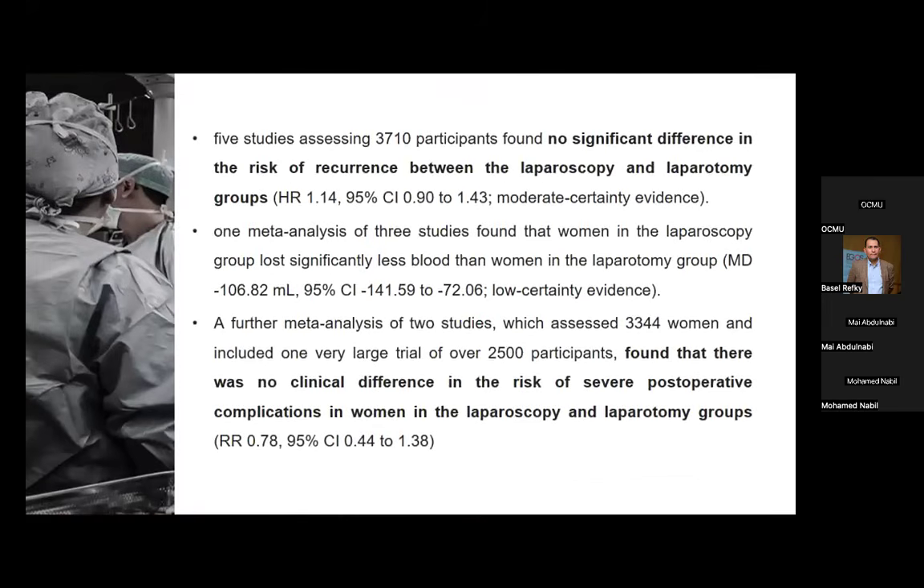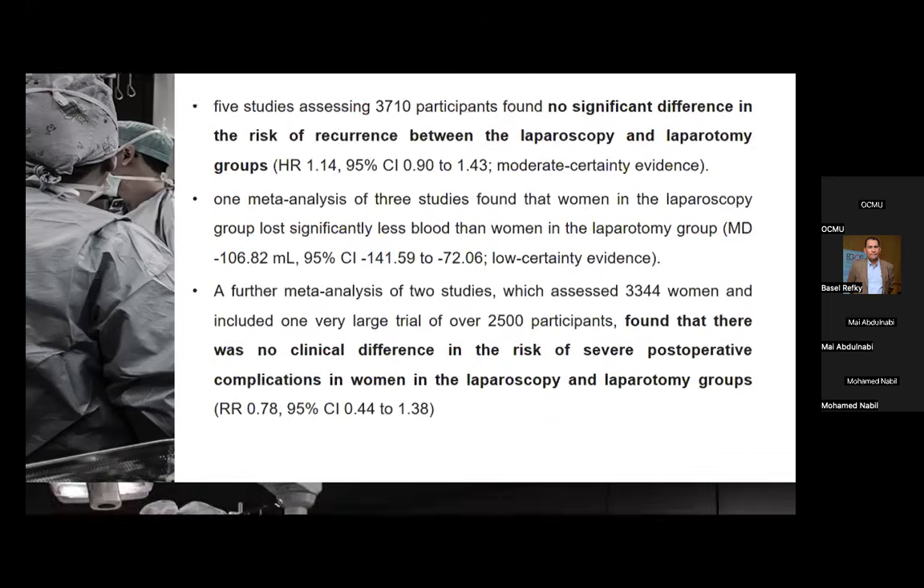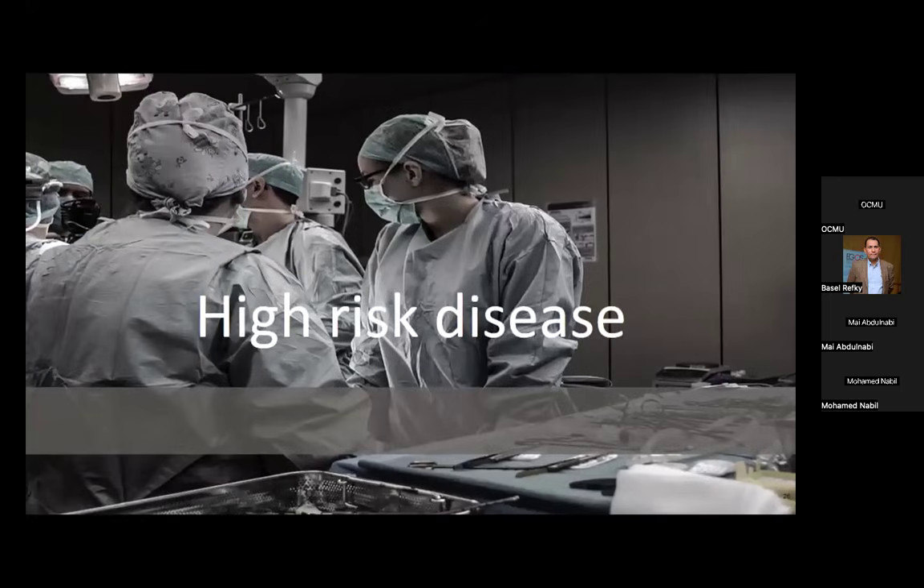So all of these trials are saying that we have a similar survival rate, a similar disease-free survival rate, and a much better post-operative outcome in the laparoscopy group. But most of these trials were about the low-risk tumors, the type 1 tumors. So for the high-risk disease, what shall we do? Can we also go for minimally invasive surgery or not?